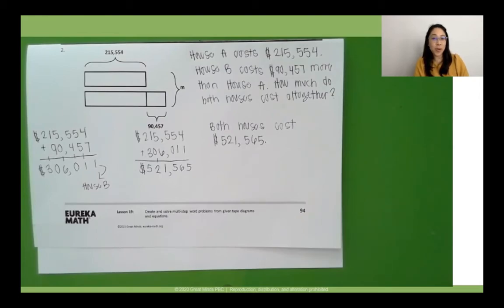How much do both houses cost altogether? Both houses cost $521,565. Great work.